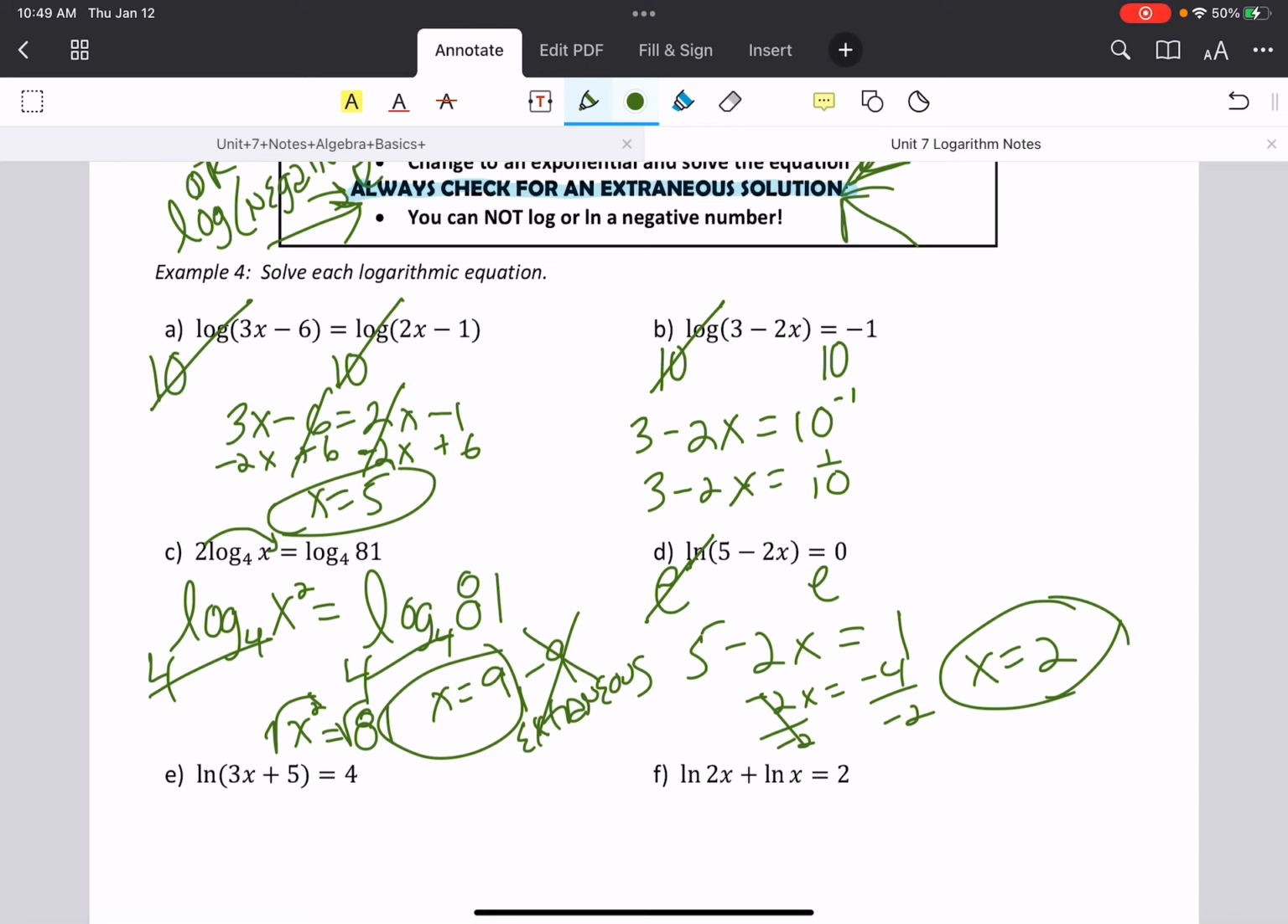I'm pausing for questions or freakouts. No freakouts? We're okay? Reminder, 10 squared is 100. 10 to the first is 10. 10 to the 0 is 1. 10 to the negative 1 is 1/10. 10 to the negative 2 is 1 over 100.